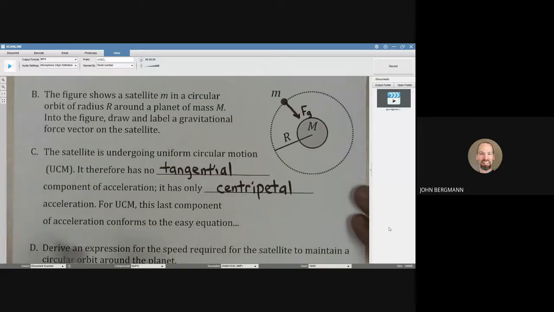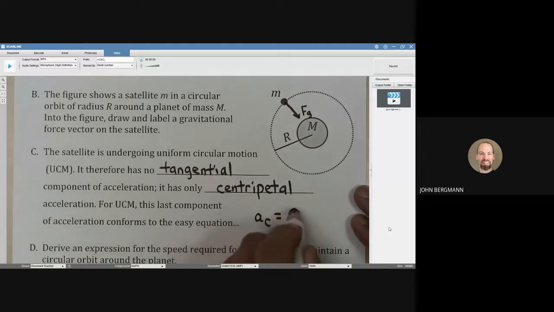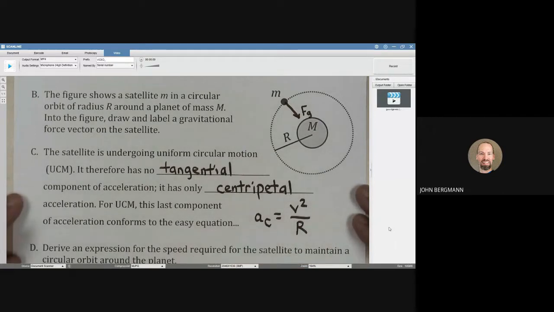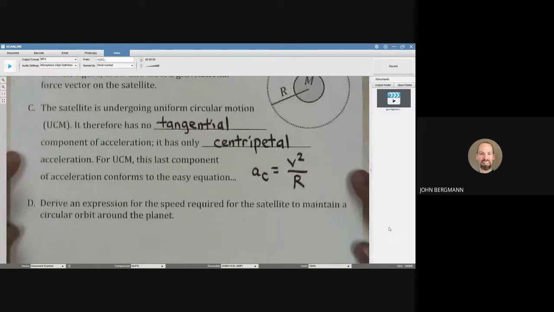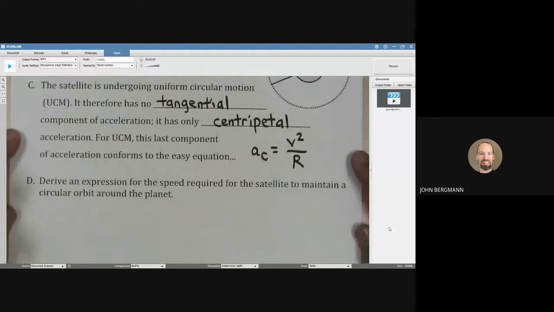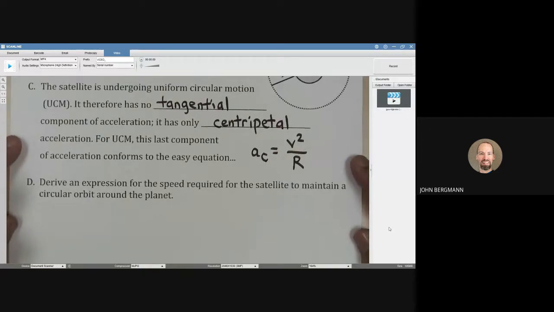For uniform circular motion, this last component of acceleration conforms to the easy equation. You might have run into this before. If you've been watching any of these videos, we've used this often. Centripetal acceleration is v squared over r. Letter D, derive an expression for the speed required for the satellite to maintain a circular orbit around the planet.